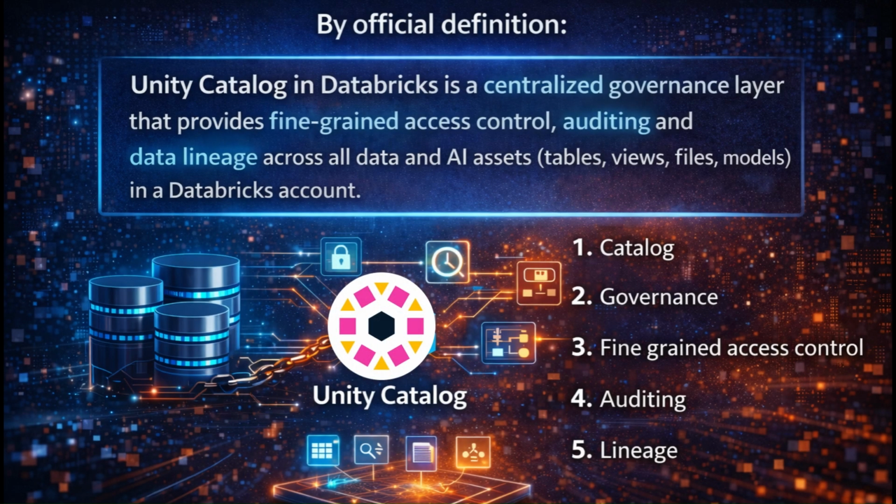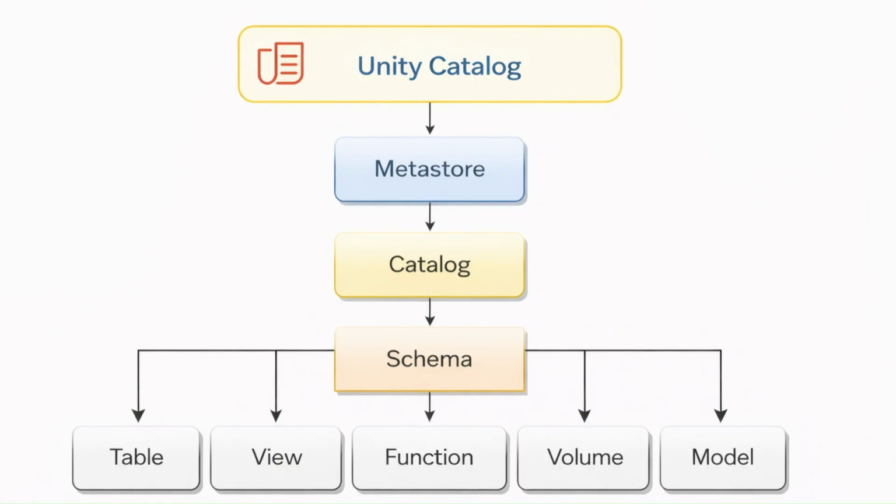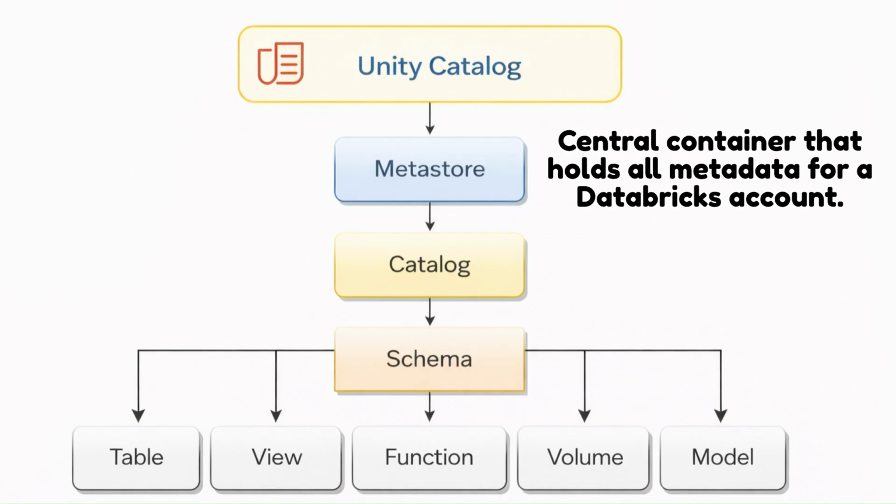To understand how data governance is actually implemented, we need to look at the remaining 3 points of the definition: fine-grained access control, auditing, and lineage. And to understand these three better, we need to quickly look at the Unity Catalog hierarchy. As you can see in the diagram, at the top we have the Metastore. Think of it as a central container that holds all metadata for the Databricks account.